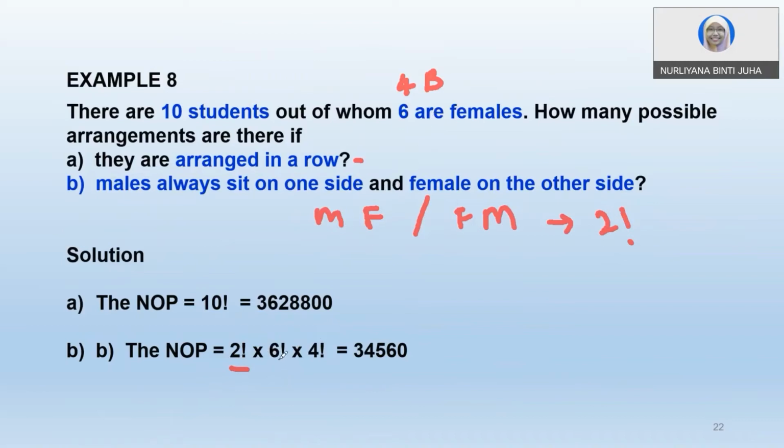Sebab female tu, dalam 6 orang tu, mungkin dia boleh duduk. Orang pertama mungkin duduk di kedudukan ketiga. Orang keempat mungkin duduk di kedudukan kedua. So, dia boleh pindah-pindah antara 6 tempat tadi lah.